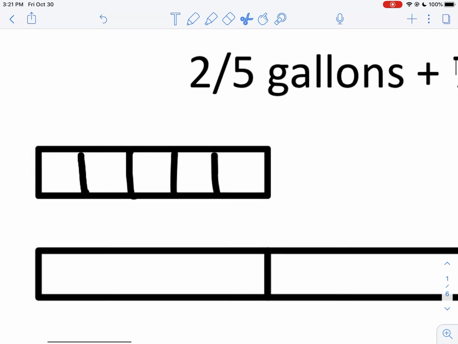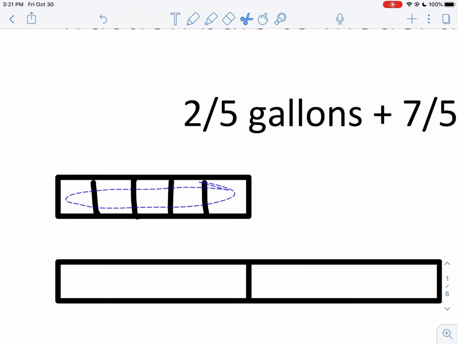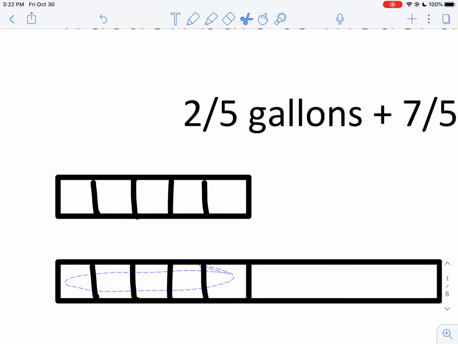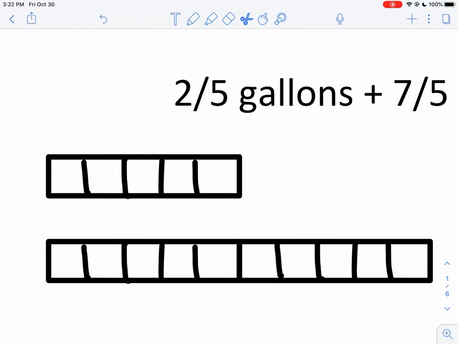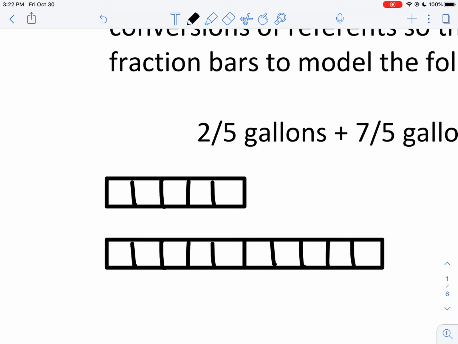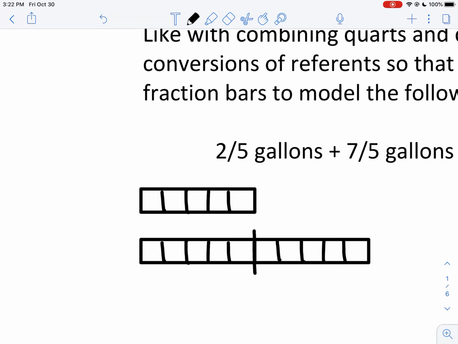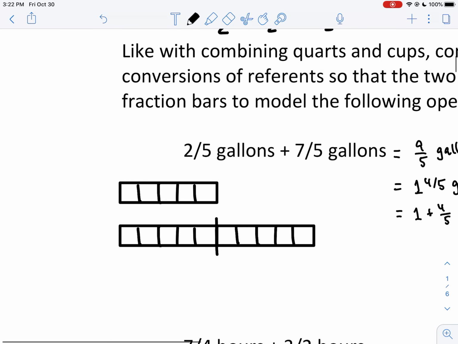In fact, let me zoom in here and copy those so I can just paste them here and not have to redo it. Now, when you put a bar right beside another bar, it's easy to lose track of what the whole was. So remember, I like this trick of putting that extra line right there to separate the two. So we have 2/5, and we're adding that to 7/5. Oops. I'm going to make that shade go all the way over. There we go. It looks a little bit better.